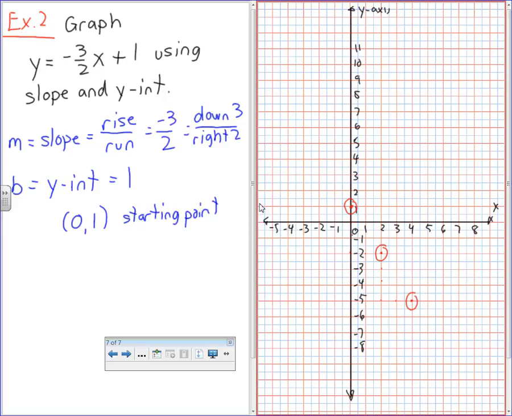And there's the dots connected. I put a little title on there and life is good.